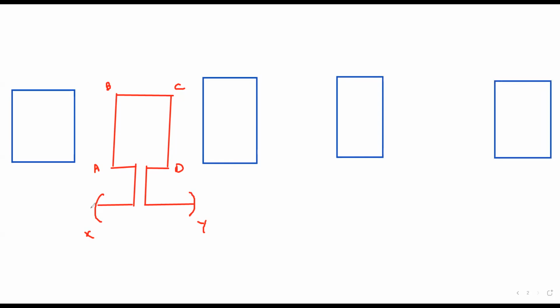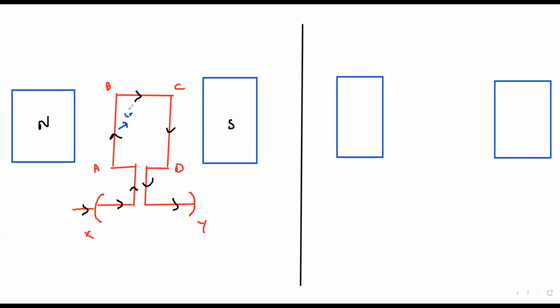Now, if there is a conventional current from this side, side A, and this is a north pole, this one is a south pole. In which direction will side AB experience the force? If you use the left hand rule, the index finger represents the magnetic field, the second finger represents the direction of the current, so the thumb is pointing into the page. So this side will experience the force into, and this side will experience the force out.